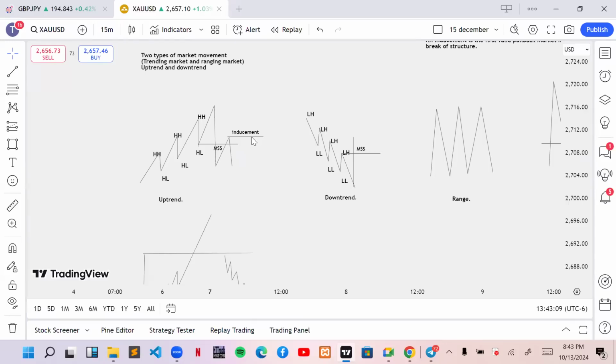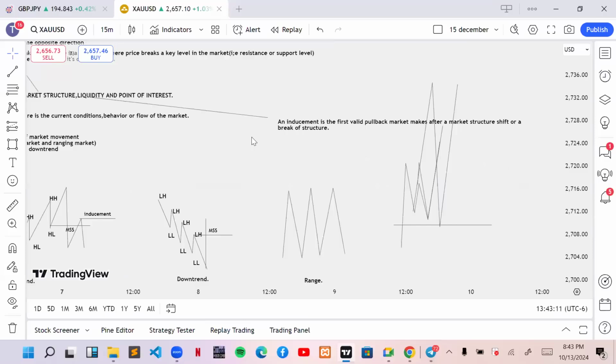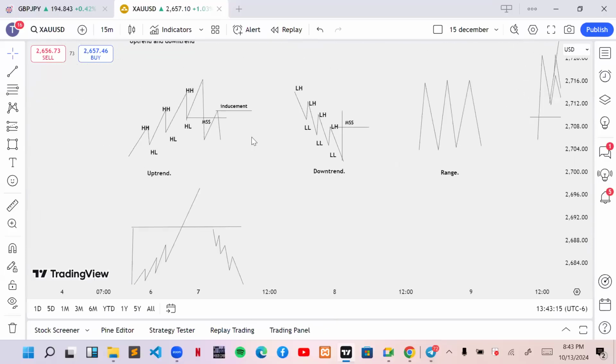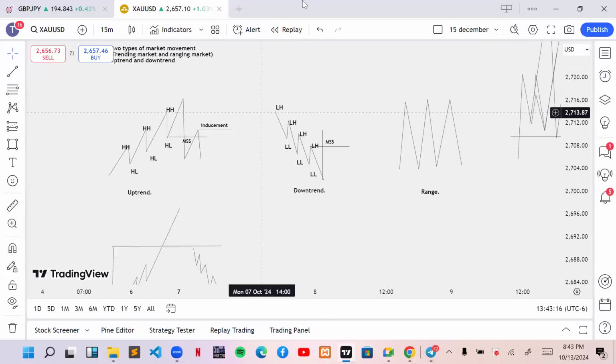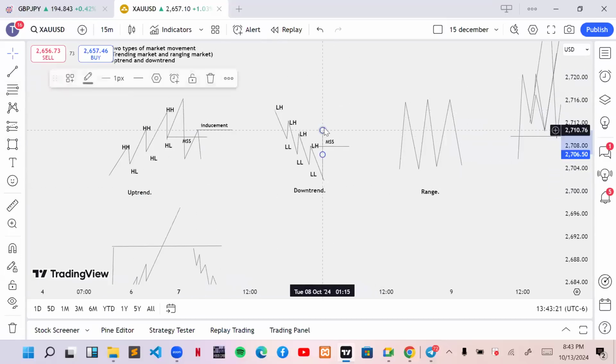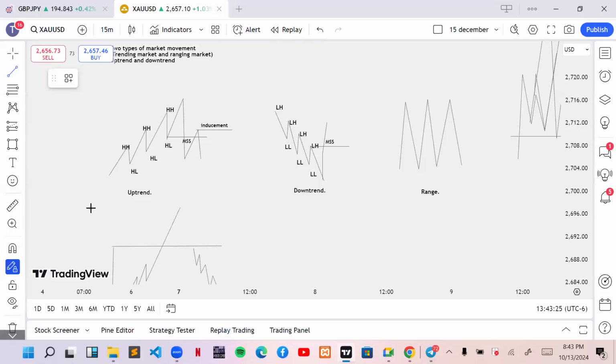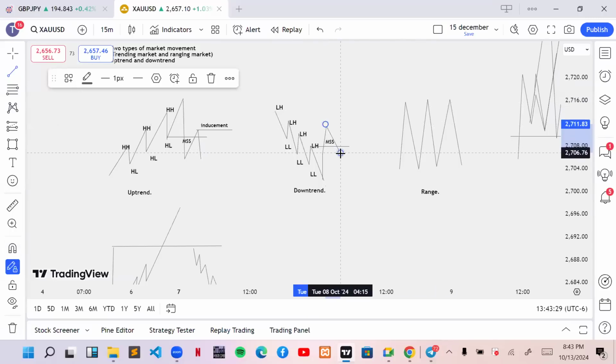So the inducement is the first valid pullback the market makes after a market shift or break. This is the one for the market structure shift for markets breaking structure to the downside. This is the one for markets breaking structure to the upside. So this was the market structure shift. After that, you see the market make a pullback. This is the pullback that markets will make. After making that pullback, you push up towards the direction that the structure shifted to. So this right here is our inducement.